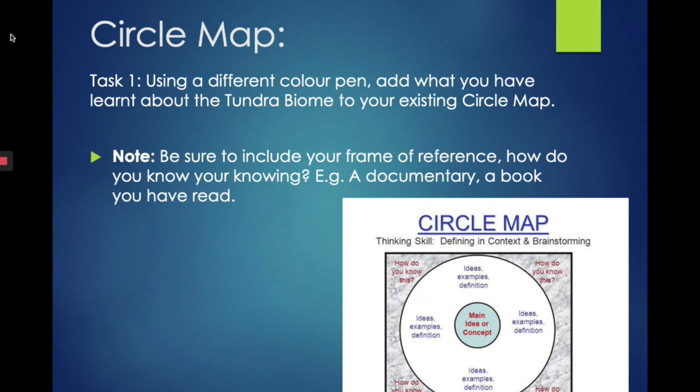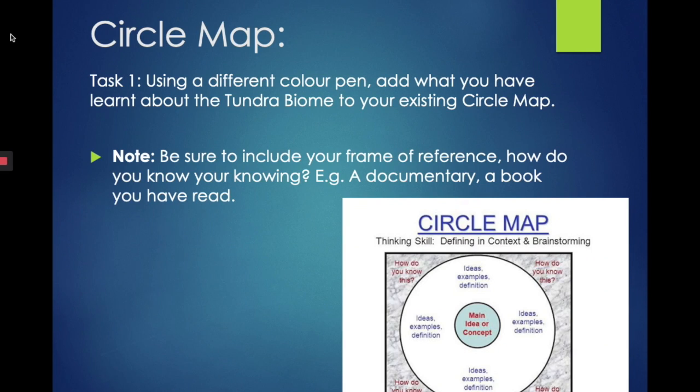Please make sure to include your frame of reference. What is a frame of reference? This is how do you know you're knowing. How do you know this? Please include as many examples as you have. For example, you may have watched a documentary, read a book, maybe you've been to the tundra.